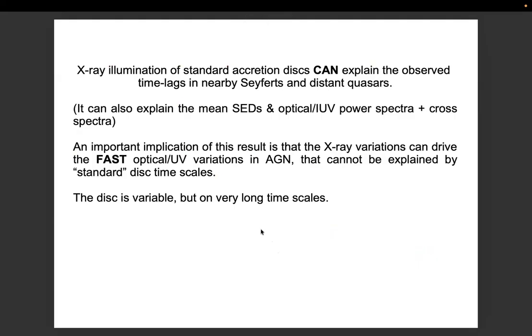Okay. So this is the takeaway message. X-ray illumination of standard Novikov-Thorne disks can work. It can actually give you good fits to the time lags, whether this is a nearby source or this one. We can also explain the luminosity, the optical UV power spectra and cross spectra as well. Different story. Oh, and this is very important.